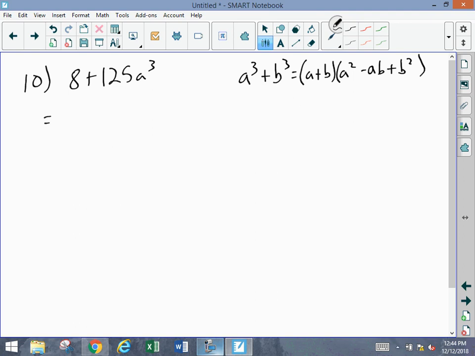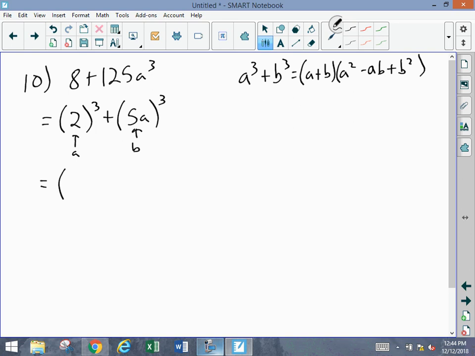First thing I need to do is identify what is A and what is B. So I'm going to write this as 2 cubed plus (5a) cubed. So then that means that this is A and that is B.